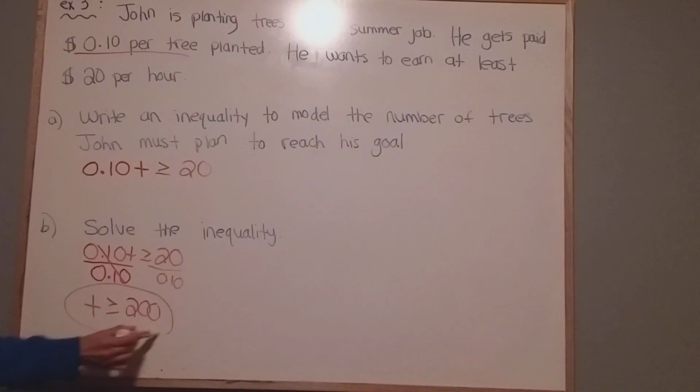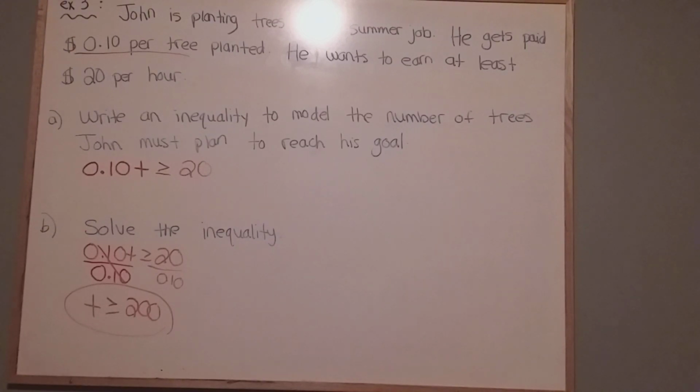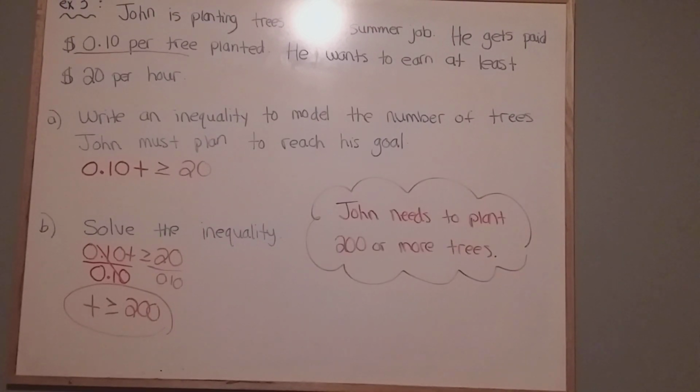So John has to plant 200 or more trees to earn $20 per hour. You can summarize this question as: John needs to plant 200 or more trees, and if he does that, he'll make $20 per hour or more.